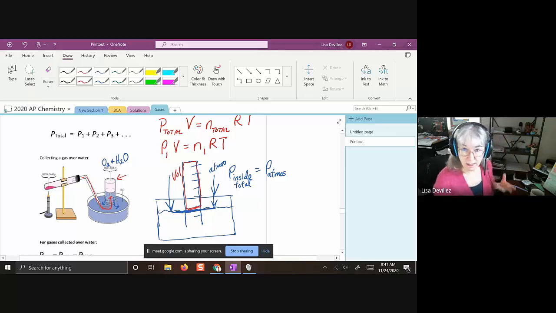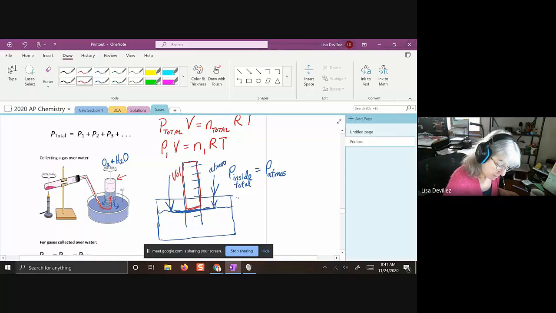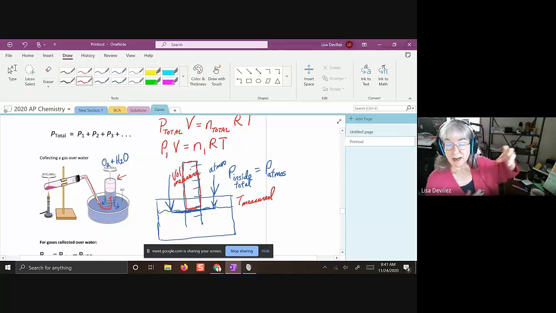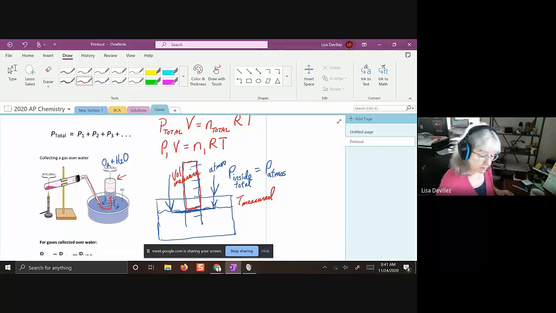And then of course I can also take a reading of the temperature as well. So we measure that, we measure our volume, and then based on that, I can figure out the moles of the gas that's inside of the container. So I'll know how much I collected.